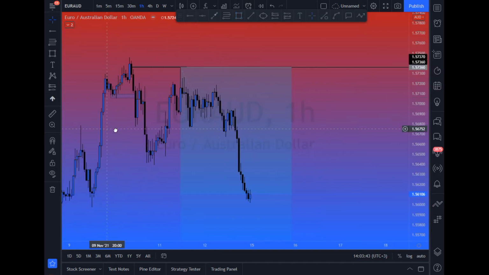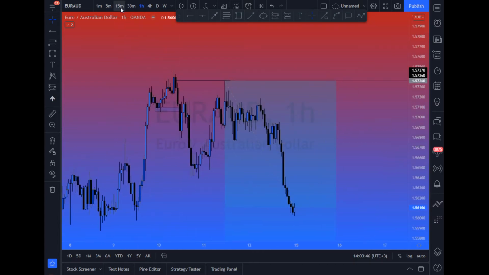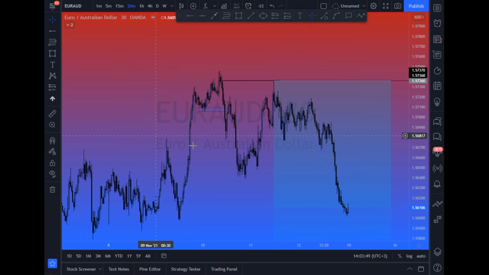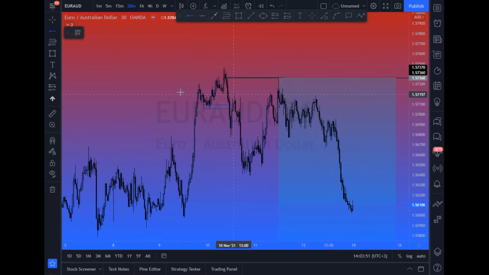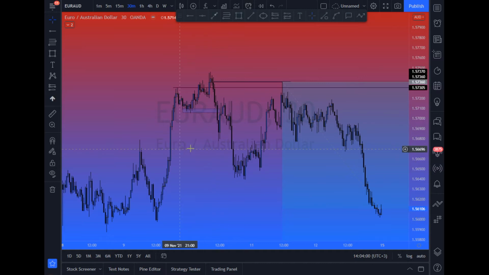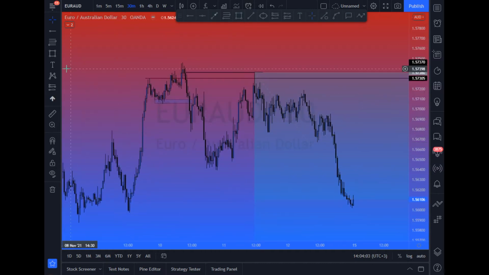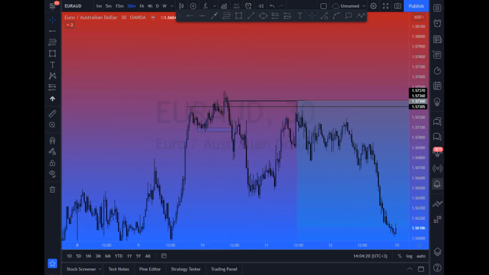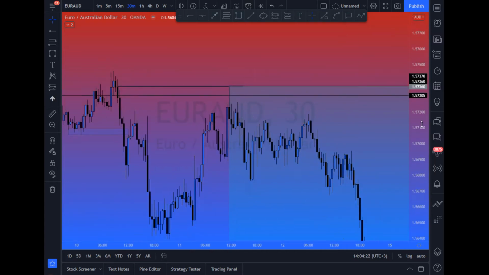When it broke this structure, my QM level is on this high. As I said, most people will take the sell from here and put the stop loss up here, which is okay. But for me, this is too much risk. This is 15 pips. So what do I do? I go down to the lower time frames to see what is happening.